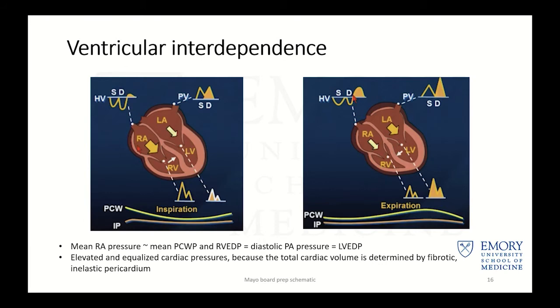So this tells you the relationship of intrathoracic pressure and intracardiac pressure. Now you see on the bottom I wrote here what happens during inspiration: your mean right atrial pressure, mean wedge, RV-EDP, and LV-EDP equalize to the pericardial pressure, because that's essentially the denominator of where the pressures will stay. So you have elevated and equalized cardiac pressures because the total cardiac volume is determined by the pericardium. Okay, so that's where the equalization happens.